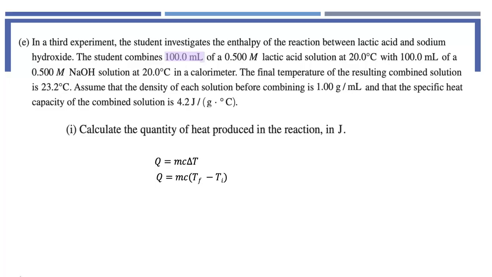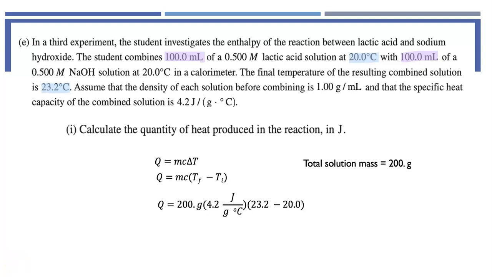And if we read through it, we had 100 mL of the lactic acid solution, and we had 100 mL of the NaOH solution. We're assuming that they're each 1 gram per milliliter, and so the total mass of the mixture is going to be 200 grams. Now, we started at 20 degrees for each solution, and the final solution temperature after we mix them was 23.2 degrees. So we can substitute all of this in to calculate q. So we had 200 grams, we had the specific heat that we were given, and delta T is T final minus T initial, and we get an answer of 2688 joules.